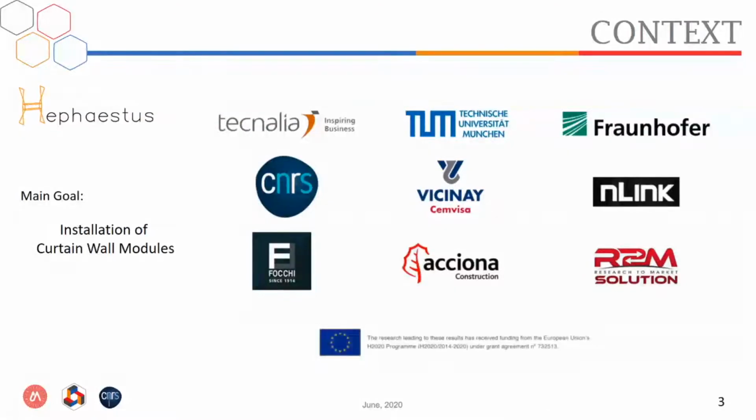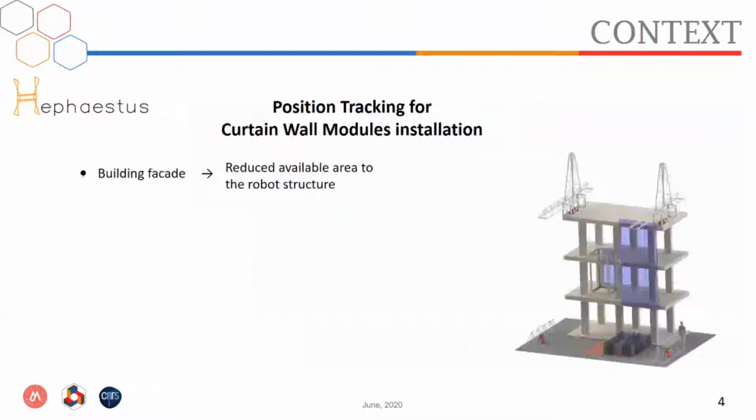Having an overview of the project Hephaestus, we can address the specific problem considered in this paper. We are focused on the development of advanced control techniques for the position tracking during the curtain wall module installation. Before addressing the control methods themselves, we should clarify the specific concerns related to the position tracking in the Hephaestus project. Firstly, since the CDPR operates in front of a building facade, we have a reduced area available for the installation of the structure.